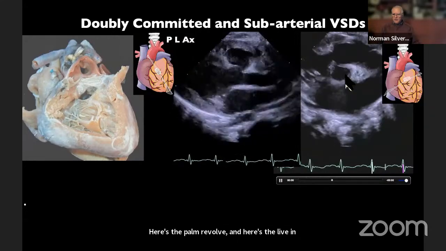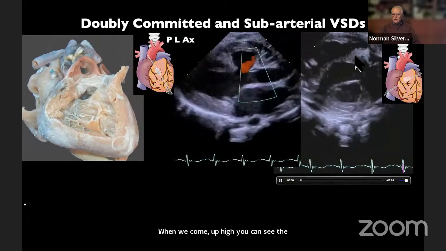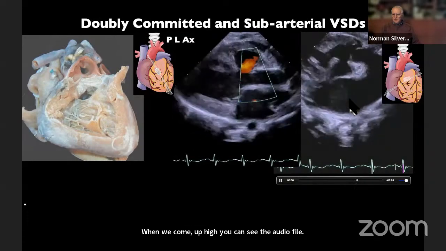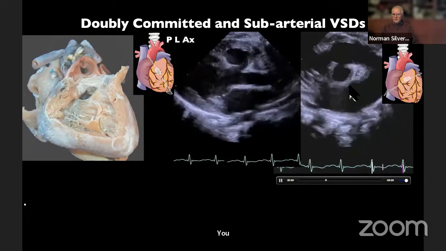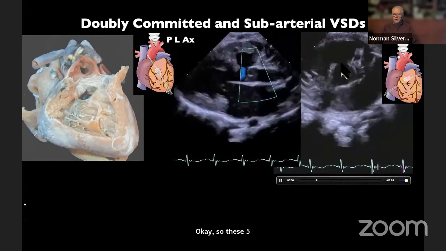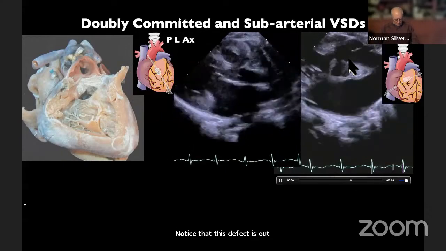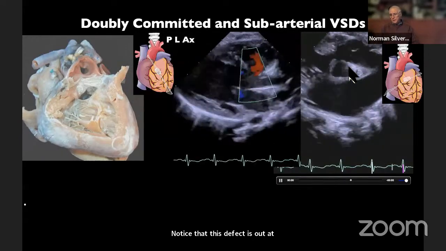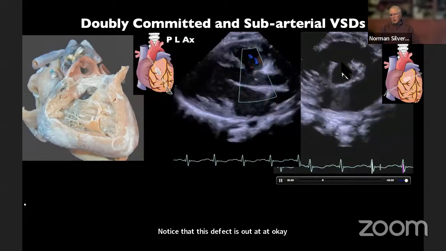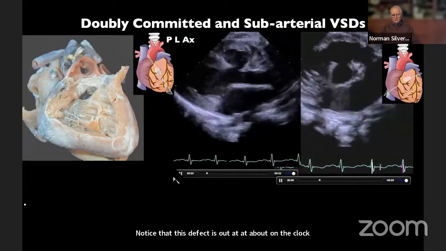When we come up high, you can see the aortic valve. There's the aortic valve leaflets, pulmonary valve leaflets. Okay? So there's fibrous continuity, and there's no outlet septum between the two. Notice that this defect is out at about on the clock between 12 and 2, as opposed to perimembranous VSDs.